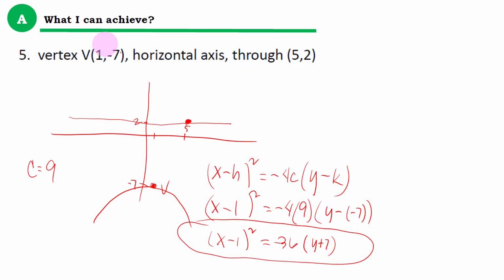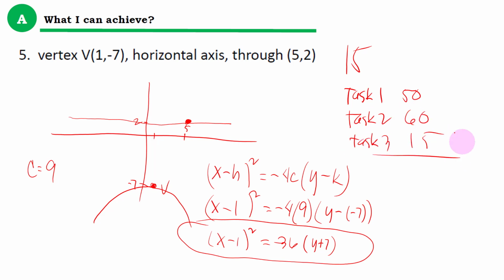How many points is this? The total is 3 times 5, which is 15 points. So we have task 1 over 50, then task 2 over 60, and task 3 over 15. Our total is 125.